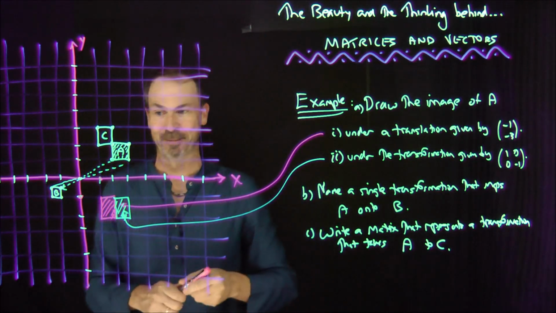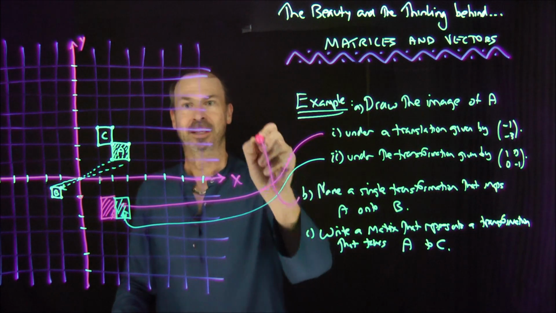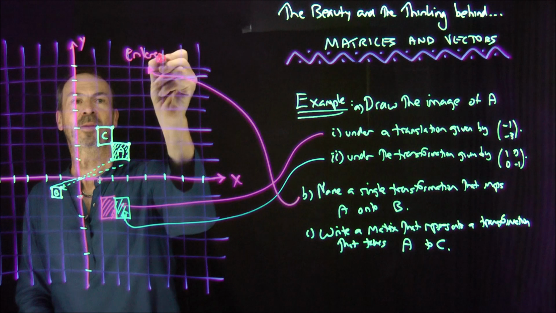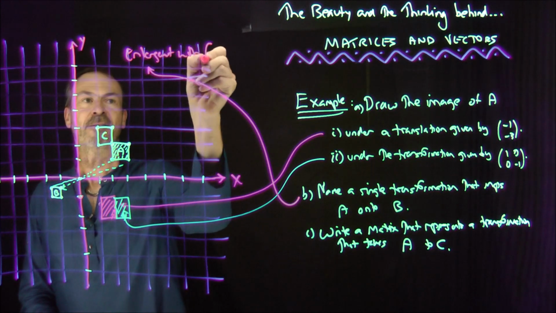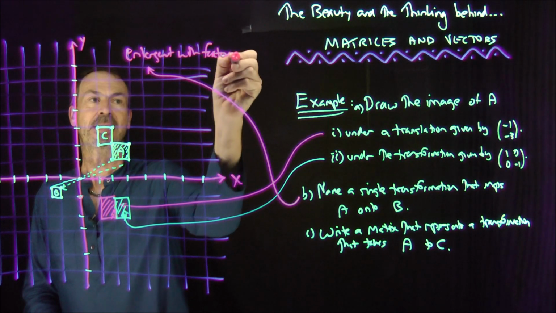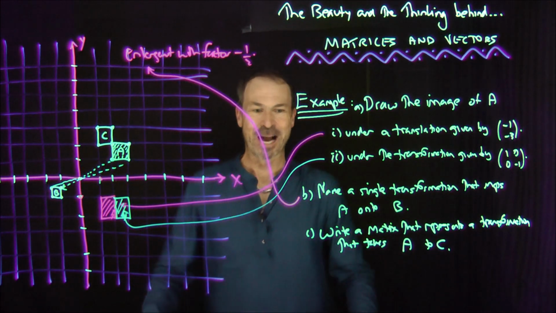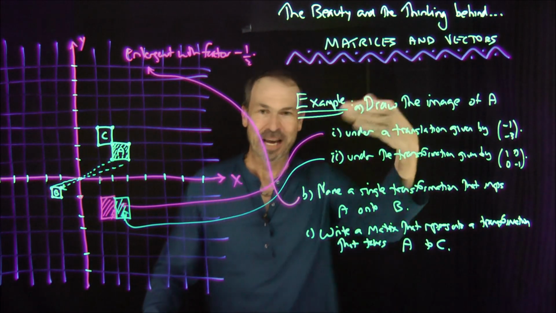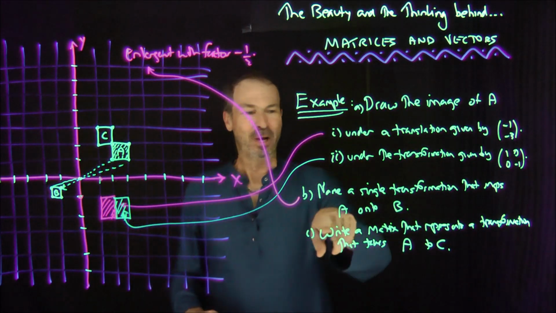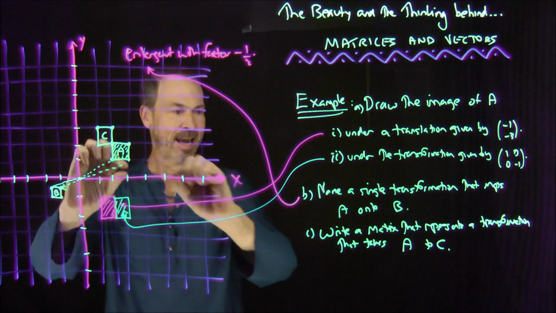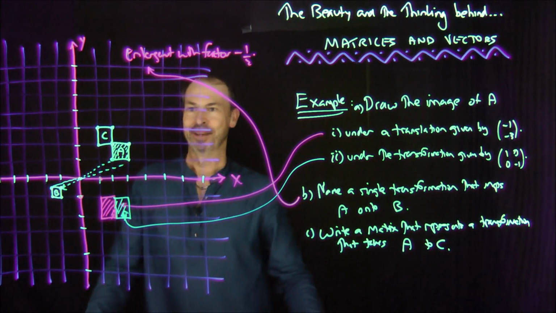So my answer is, here's where I'm going to write my answer. Okay, my board technique is terrible, but I'll say enlargement with factor -1/2. That's my answer. All right, how are we doing? 2 done out of 3, 1 more to go. Write a matrix that represents a transformation that takes A, that little square there, to C.